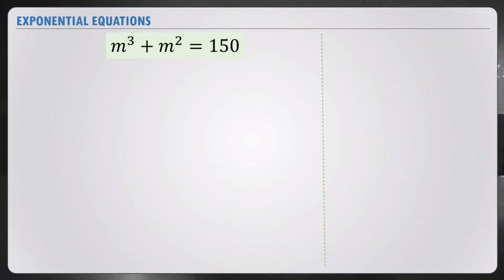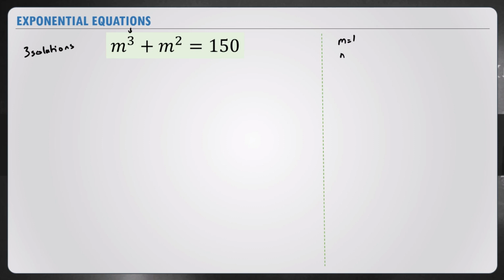We have here m to the power of 3 plus m squared is equal to 150. So in this equation, the highest power is 3. That means there are 3 solutions. By simple substitution, let's start with m is equal to 1. I don't think that will work because 1 plus 1 will be 2, and this is a number 150.